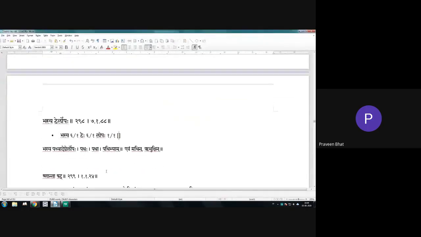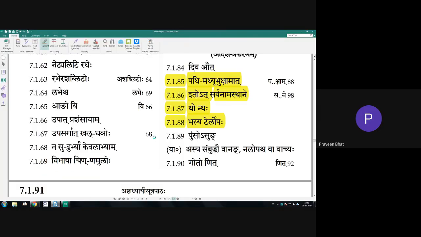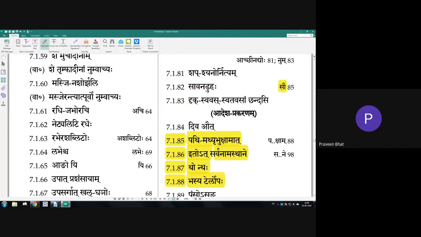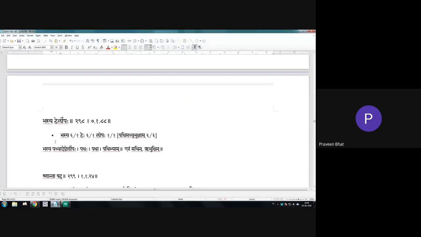So what will happen here? Pathyadehe Bhasya. This is Pathi, Mathi, Mathi, then Rubuk, Sham. Sarvanamasthane I'll skip because it has no use, because we are already at Bha, and Bha and Sarvanamasthana don't go together anyway. What else is Anuvritti? Nothing else needed. Angasya is there. Bhasya Angasya Tehe Lopa Syat: Pathi, Mathi, Pathi, Mathiru, Bhuksham.